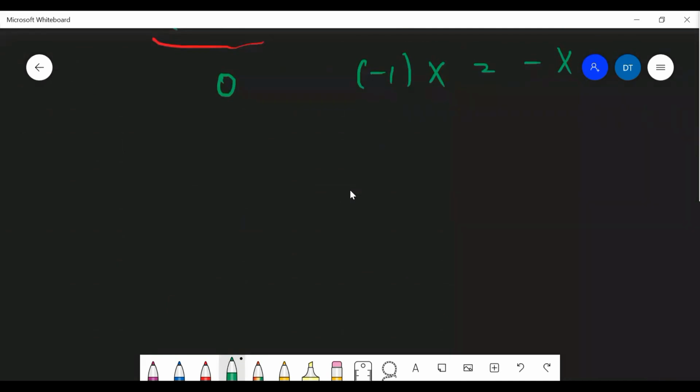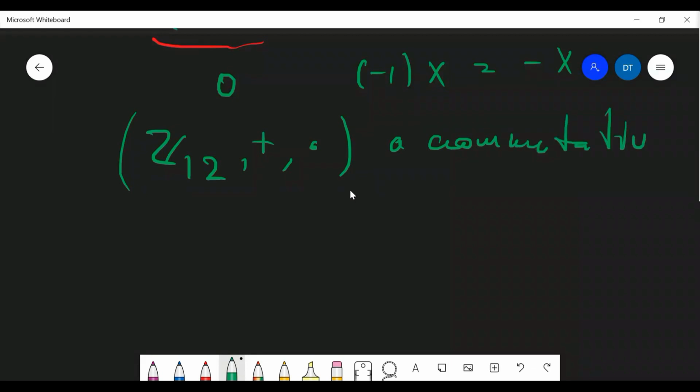Okay, so now let's consider the ring Z12. This is a ring with addition and multiplication modulo 12. So this is a commutative ring. Let's try to compute all possible types of elements here. What kind of elements do we know here? First of all, invertible. This means invertible with respect to multiplication.